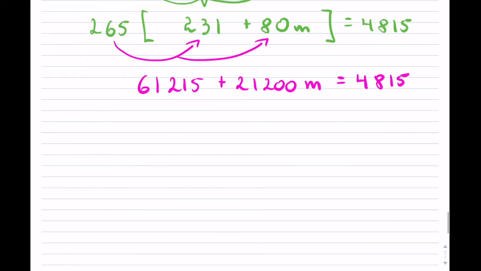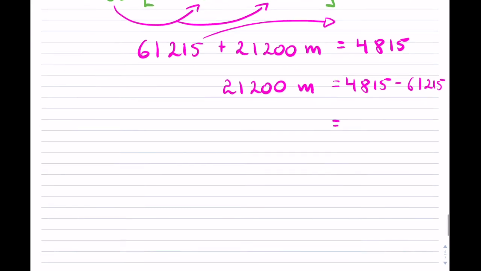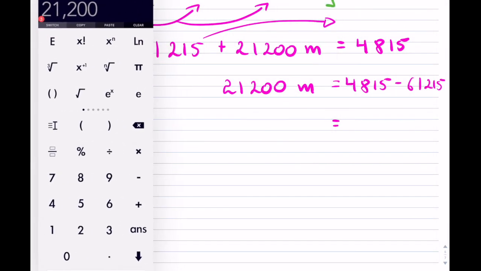Now finally, I'm going to shift this over to the right hand side, because I want to solve for that M. So I have 4815 minus 61215, equals, and now let's clear this up. 4815 minus 61215 is going to be a negative number, 56400.